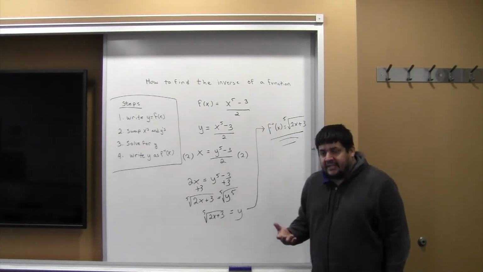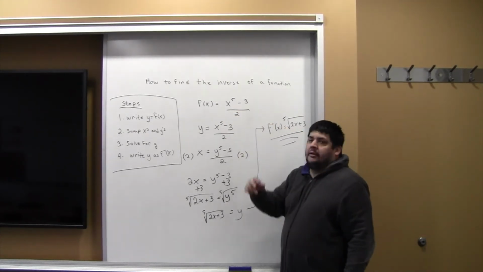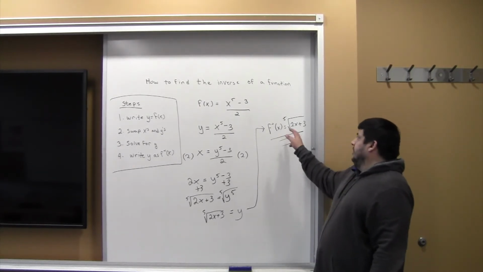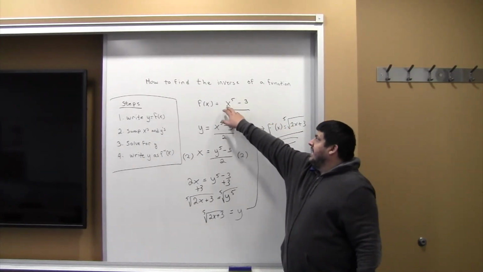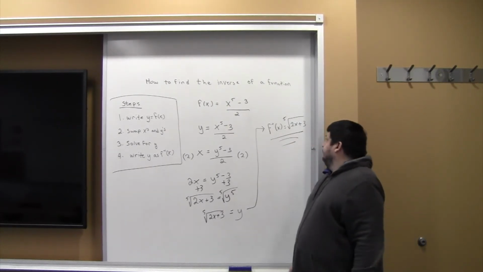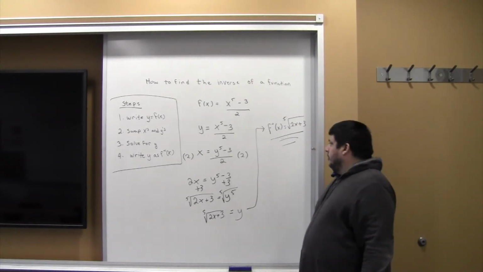Now we can always check to make sure. We can just simply plug this in for x here, and we should get back x. I'll let you do that one on your own, but take this function and replace that where the x is here, and you should get back x when you do it. If you do, that means you found the inverse. All right?